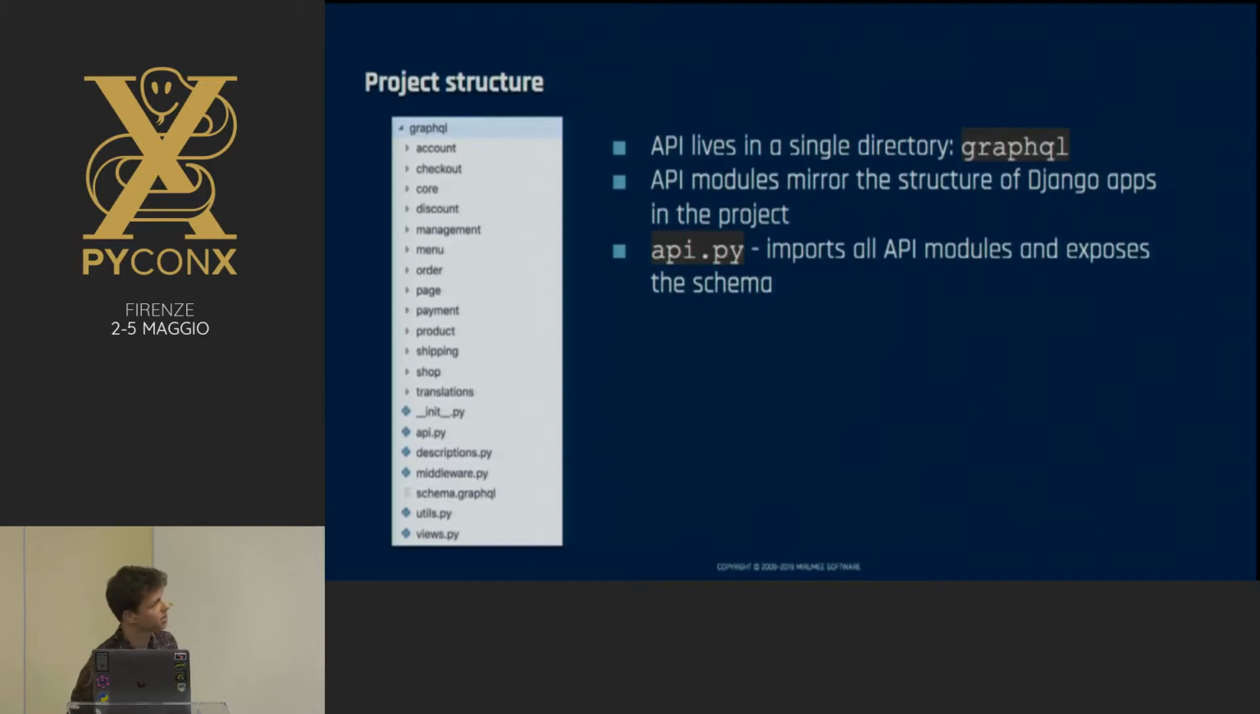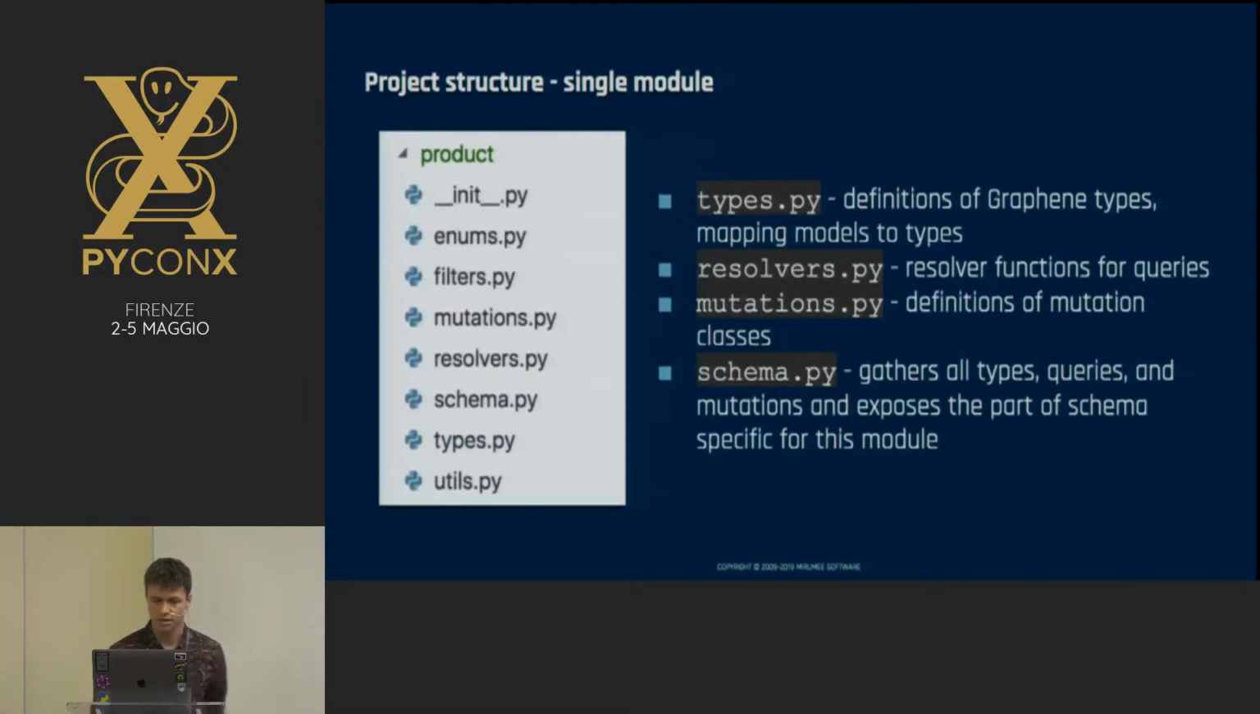And then we have the api.py file, which gathers all of this data from all of these modules and exposes it to the GraphQL schema. So this is how a single module looks. There is a bunch of files, but the most important ones are these four. First we have types.py, which defines the object types that you've seen before, like these classes with field definitions and resolvers. Then we have resolvers.py.